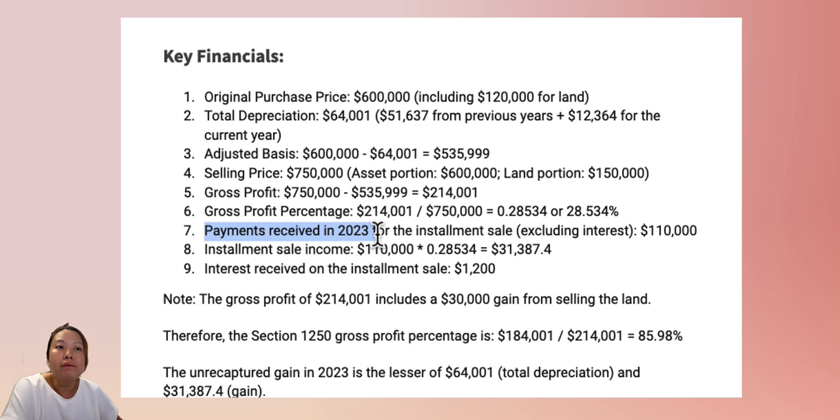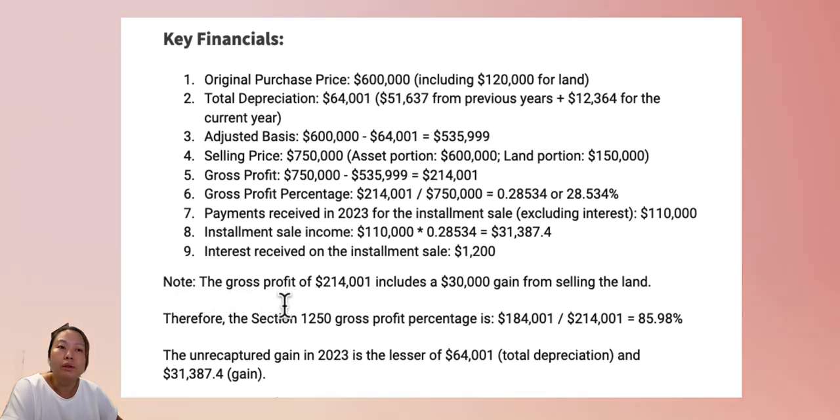So the payment received in 2023 for the installment sale, excluding interest, is $110,000. To calculate the installment sale income, which is going to be going on Schedule D, we take this total payment that we receive, and then we times it by the gross profit percentage. That gives us $31,387.40. The interest that we receive on the installment sale is $1,200, and we have to pay tax on this full amount. And I believe this one goes to Schedule B.